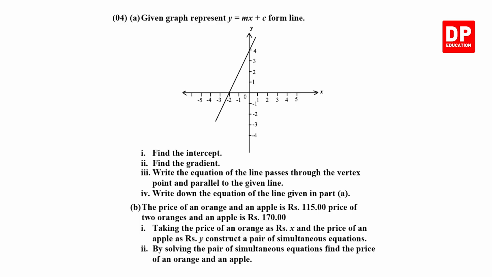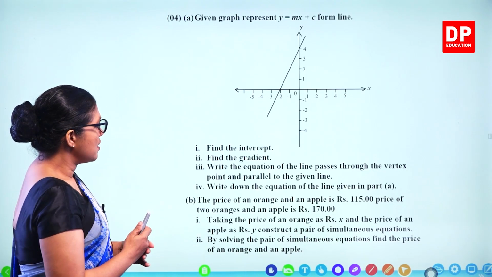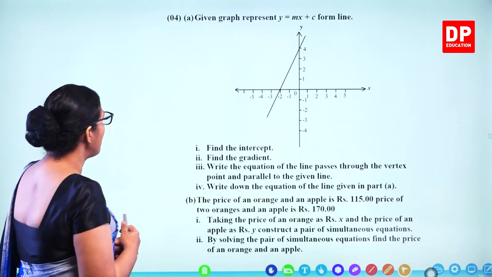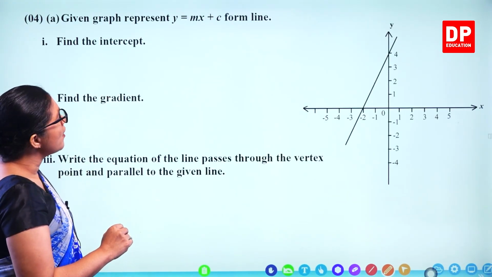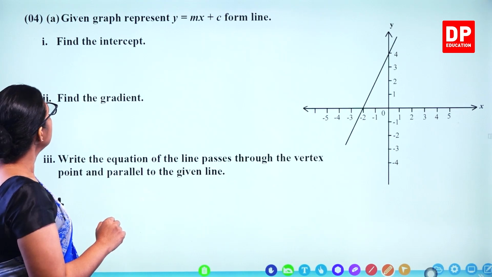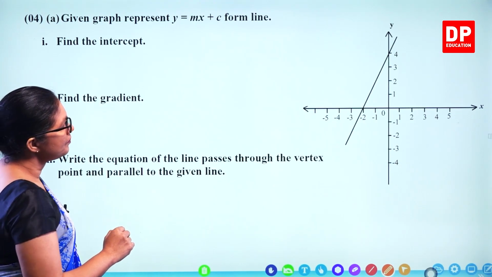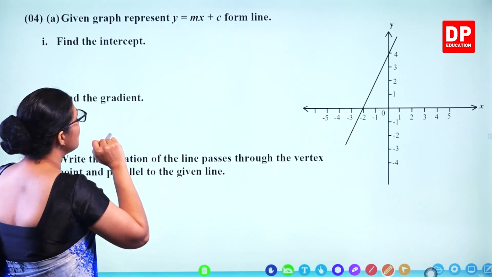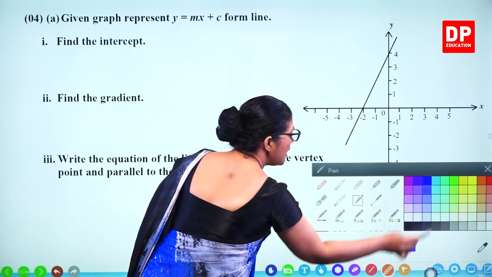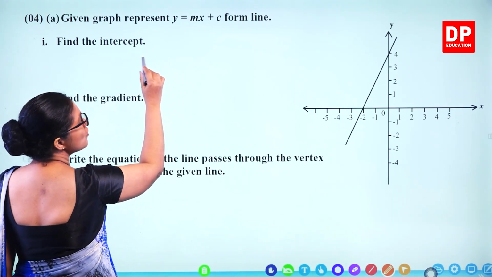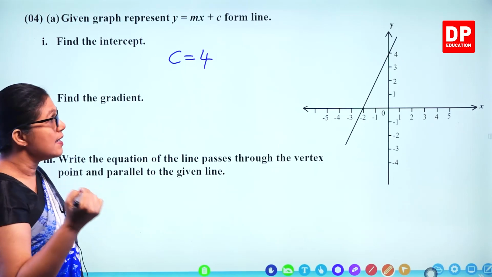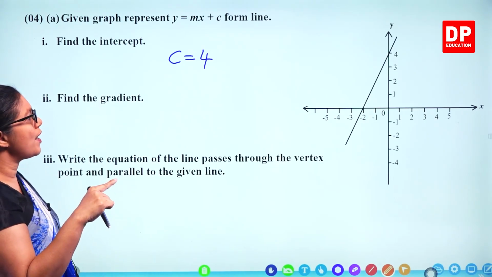Question number 4, you get straight line graphs and also simultaneous equations. So you get 2 parts. Let's do them separately. The given graph represents a y equals mx plus c form line. Find the intercept where it cuts the y-axis. That's 4. So how do you write down this one? You need to write down the coordinates. The y-intercept is just 4, so c equals 4. We can write c equals 4. If they ask for the intersecting point coordinates, you have to write 0 and 4.